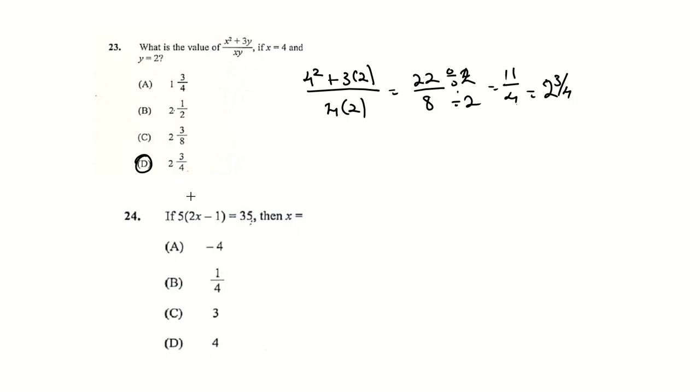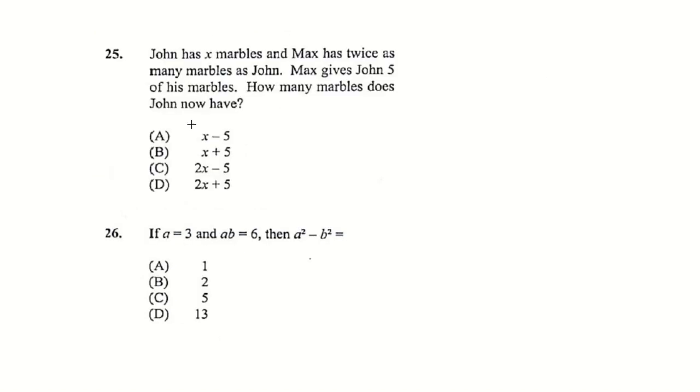This one here is our next repeated question, and I believe the answer was 4. You can try it. 2 fours are 8. 8 minus 1 is 7. 7 fives are 35, so you know that that is the answer. This is our next repeated question, I believe. John has X marbles. Max has twice as many marbles as John. Max gives John 5 marbles. How many marbles does John have? John has X and he's received 5 more, so it's X plus 5.